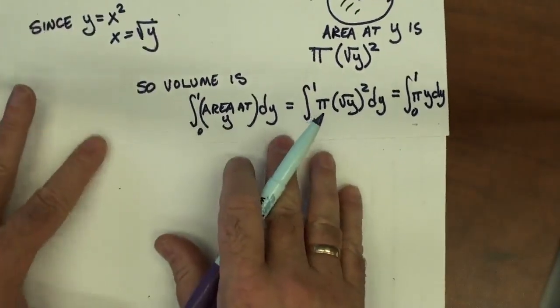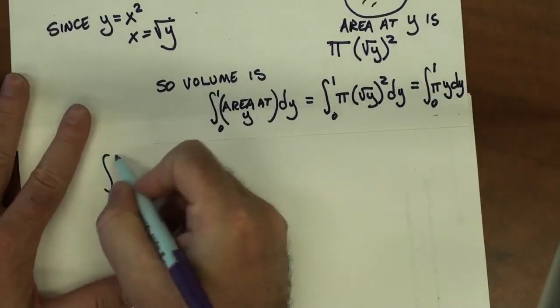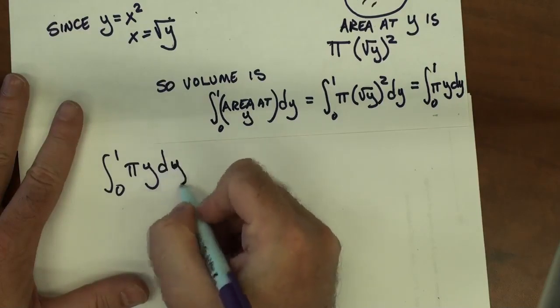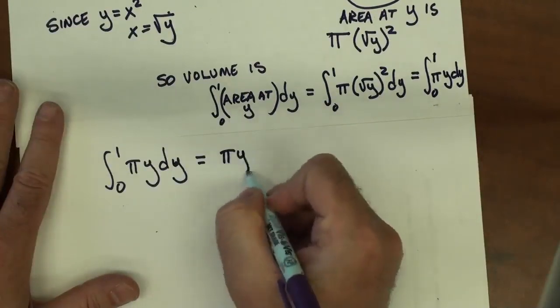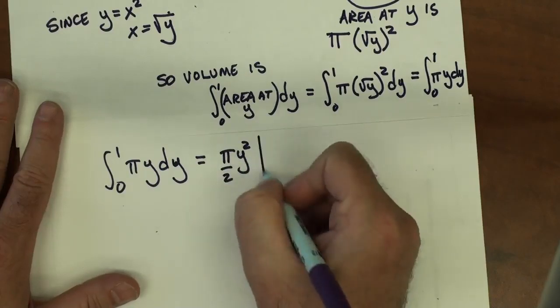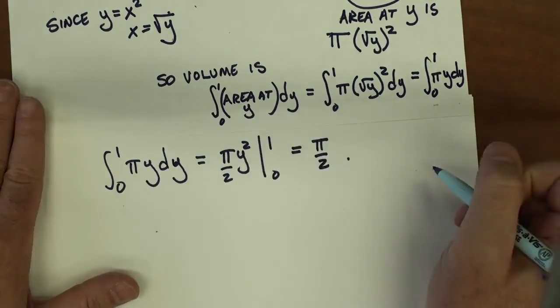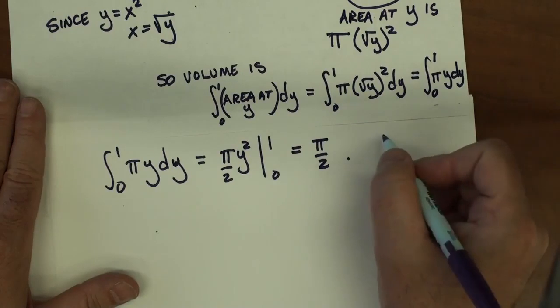So that means that the volume is what integral? From 0 to 1, pi y dy. If you want to call it h, then pi h dh. But this integral I can do: pi over 2 y squared, evaluated from 0 to 1, which is pi over 2. Okay, so this volume is pi over 2. Okay, so that's not too hard.